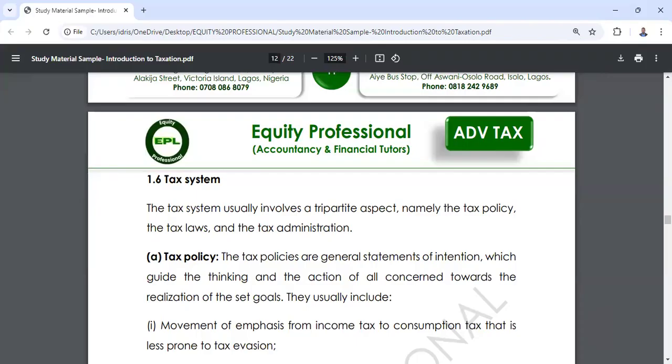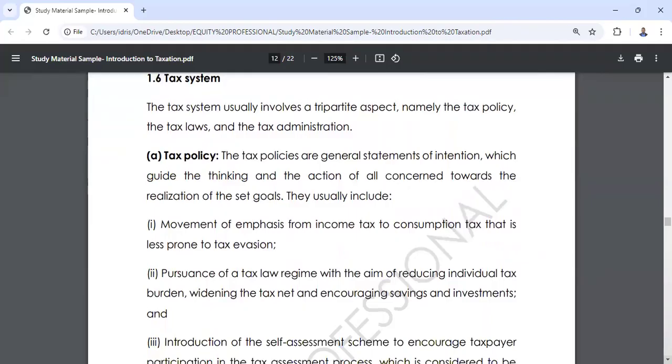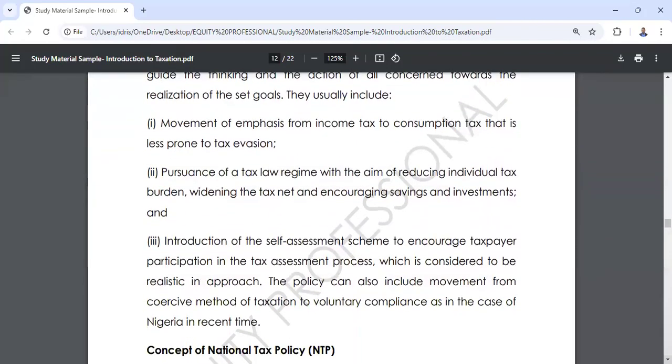The elements of the tax system are called the tripartite of the tax system: tax policy, tax law, and tax administration. What is tax policy? Tax policy means a general statement or guideline published by the tax authority to give direction on how tax should be collected and administered.